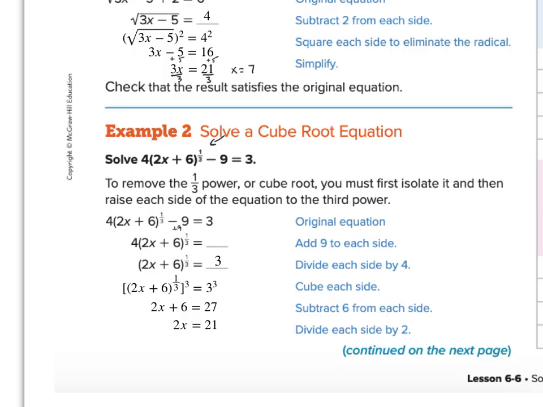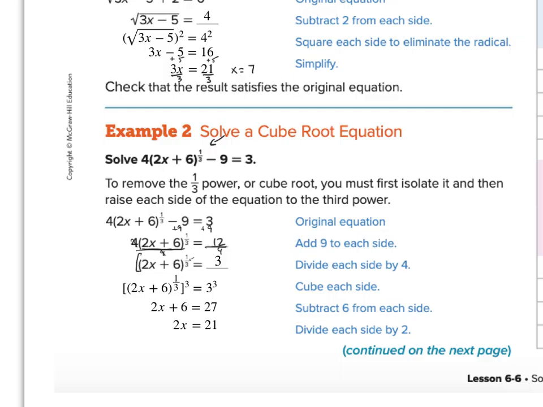Add 9 to both sides, and then we get 12. And now, in order to continue, we divide by that coefficient, which means dividing both sides by 4. Then 4 divided by 4 becomes 1, and 12 divided by 4 is 3. Now again, we have this radical, so how do I get rid of that? Or I'm sorry, we have this fractional exponent.